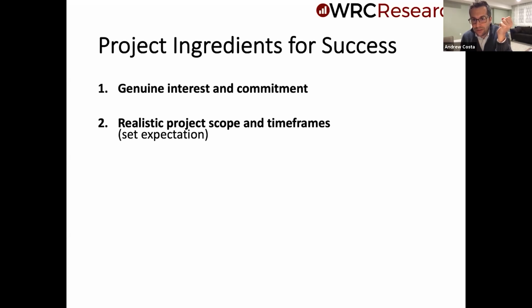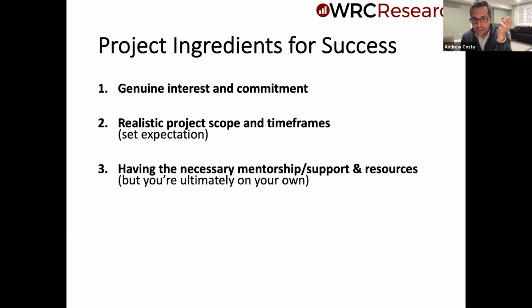Don't overcommit yourself. Set an expectation. Have the necessary mentorship, support, and resources, but recognize that you're ultimately on your own.